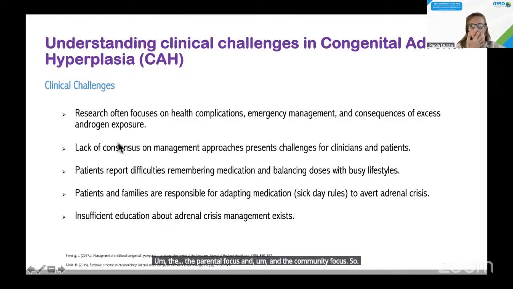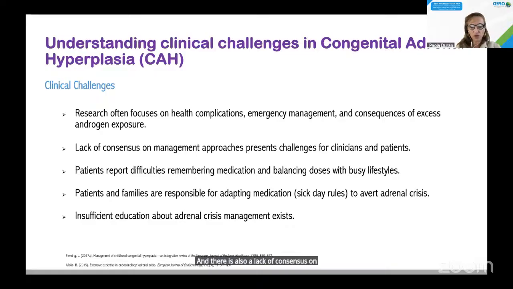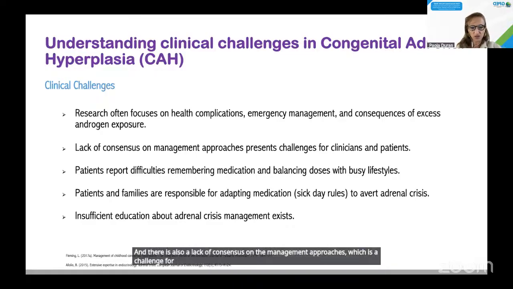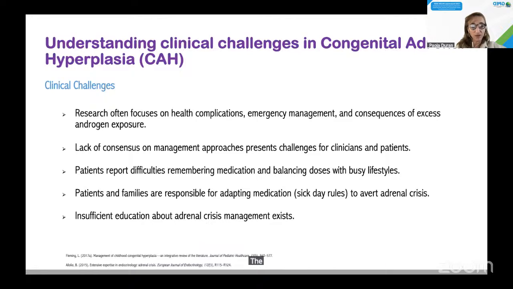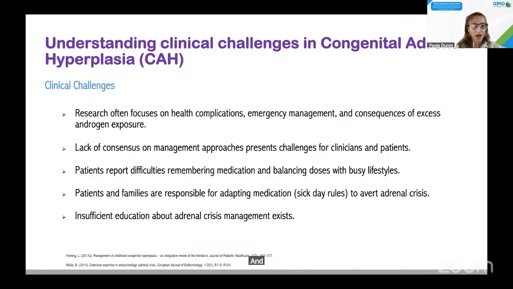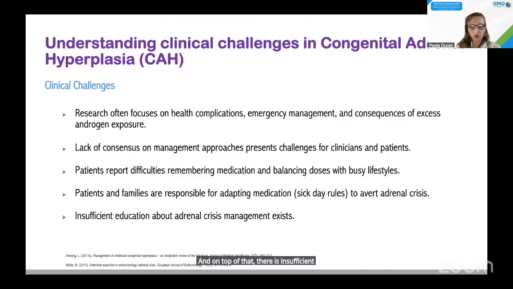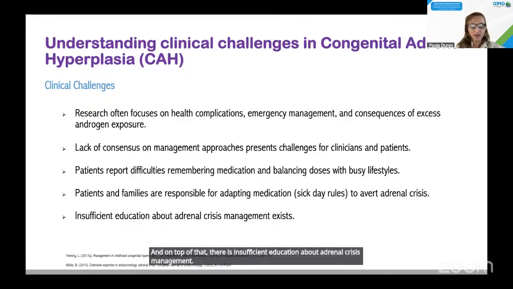The research often focuses on health complications, emergency management, and consequences of excess androgen exposure. There is also a lack of consensus on the management approaches, which is a challenge for clinicians and patients. The patients report difficulties remembering the medication and balancing the frequent doses with busy lifestyles. They also have to be responsible for adapting the medication for sick days and to prevent adrenal crisis.